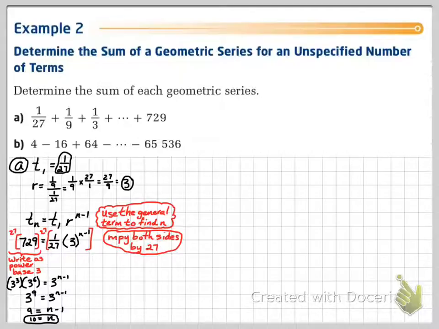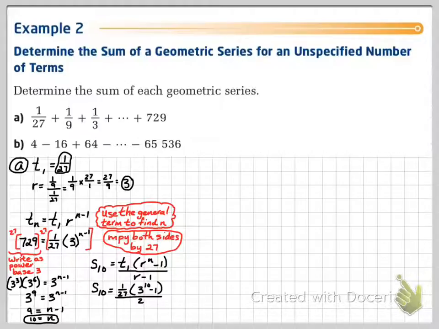Now I can use my formula to find the sum. I know all the information, just have to plug it in. The sum of the first 10 terms is going to be T1 times r to the power of n minus 1 over r minus 1. And that'll be 1 over 27 times 3 to the power of 10 minus 1 all over 2, because 3 minus 1 is 2. Again, if you use your calculator, start with 3 to the power of 10, enter, minus 1, enter.